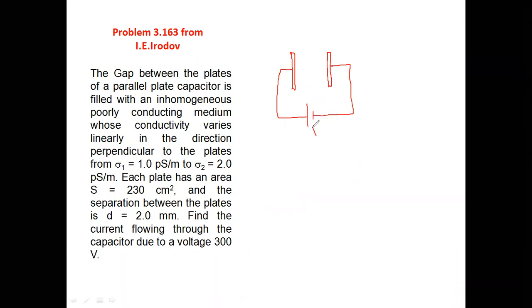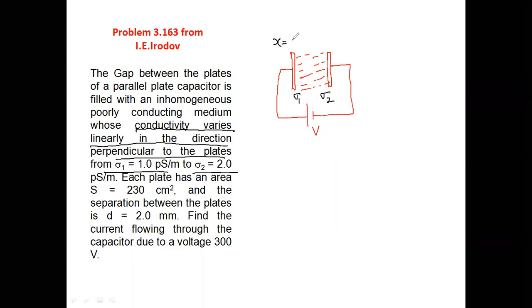There is a voltage given as 300 volt, and again the space or the gap is filled with a medium. This gap is filled with a medium whose conductivity starts from sigma 1 and varies linearly to sigma 2, written over here, that the conductivity varies linearly in the direction perpendicular to the plates from sigma 1 to sigma 2. So this conductivity is a variable term. It varies from left plate to the right plate in a linear way.